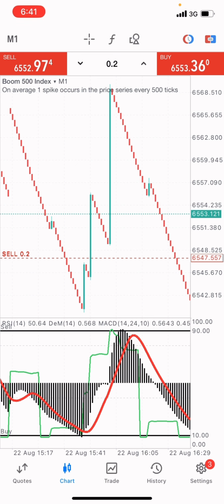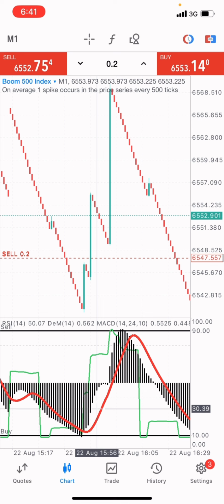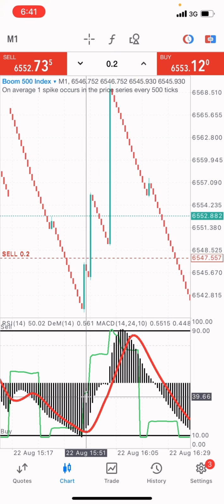Okay, now what we're seeing here, we're currently using three indicators, which are the RSI, the MACD, and the D-maker. Now, how do you make profit using this strategy? We're going to start with the MACD and the D-maker line. The D-maker line is this green line we're seeing right here.